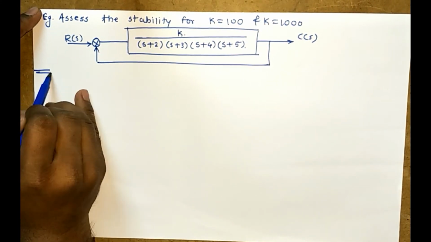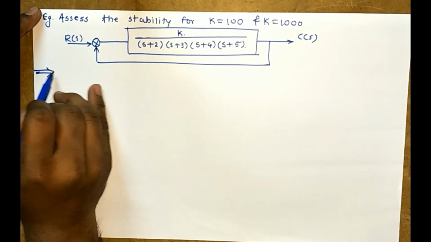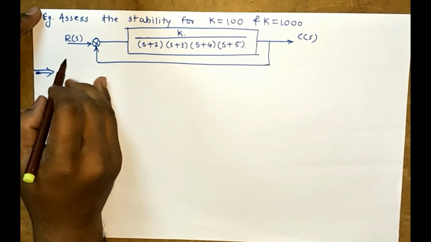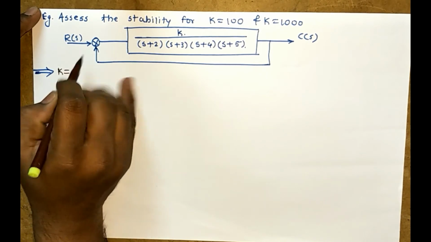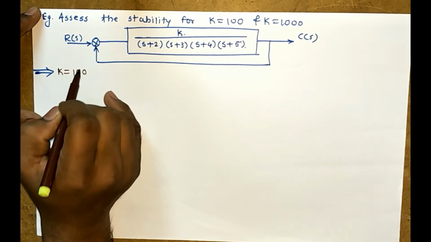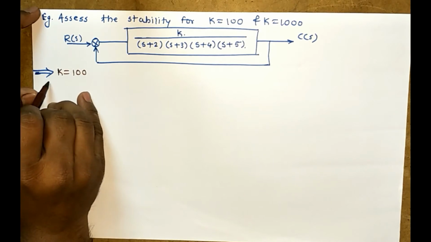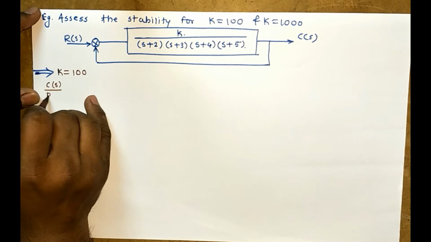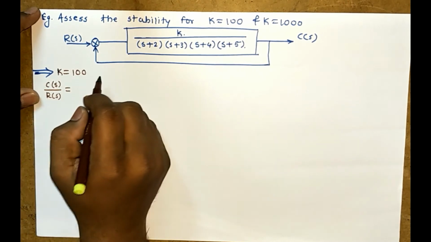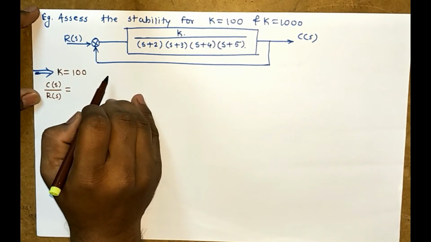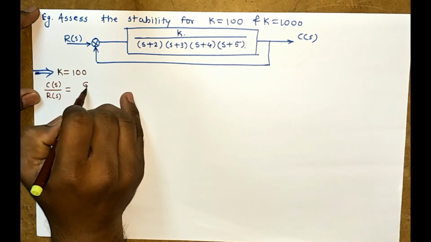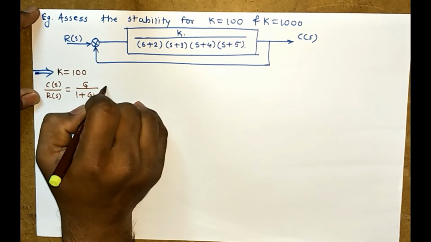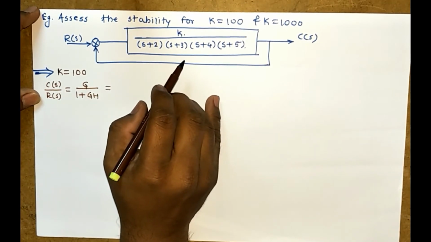Let us try to find out stability for the given numerical. First of all, find out the transfer function for k is equal to 100. Transfer function is C of S upon R of S. Now for eliminating the feedback loop, the formula is G upon 1 plus GH. By this formula, try to eliminate the feedback loop and find out the transfer function.